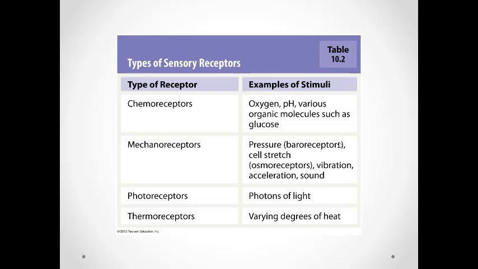Then you have photoreceptors, and photoreceptors are mostly responsible for sensing light, and thermoreceptors, they regulate the heat in your body, making sure that the core temperature of your body is maintained.